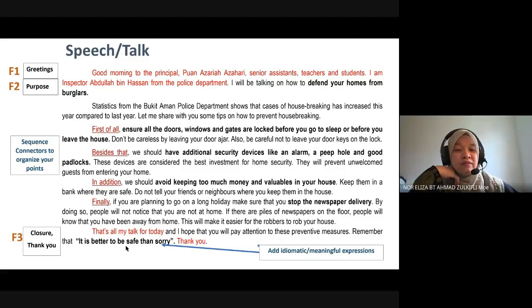And it is better to be safe than sorry. This idiomatic or meaningful expression fits into this situation. Remember, when you want to use meaningful expressions, it must fit the situation when you are doing your writing. Okay? So this is an example of a speech. It is very important, right?